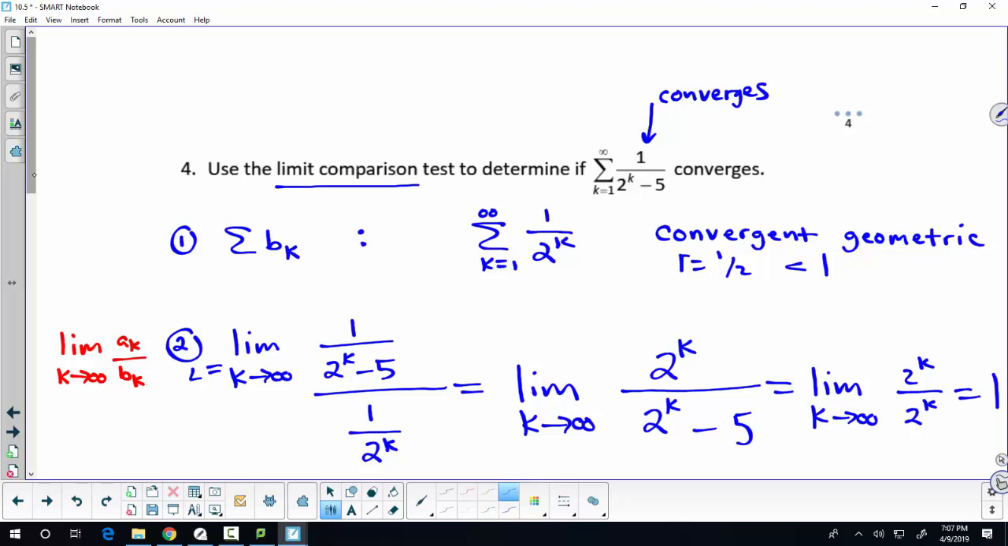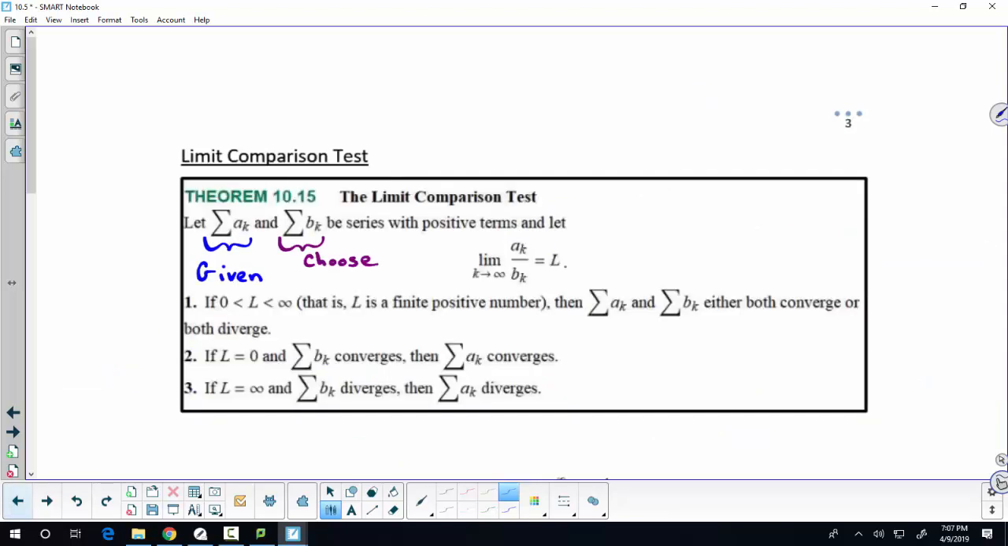Essentially, it's a finite number, so it's convergent. So we know that this limit of a over b is equal to 1. So L is a finite positive number. Then the series either both converge or they both diverge. And since we chose this to compare to as a convergent geometric series, that's why A converges.